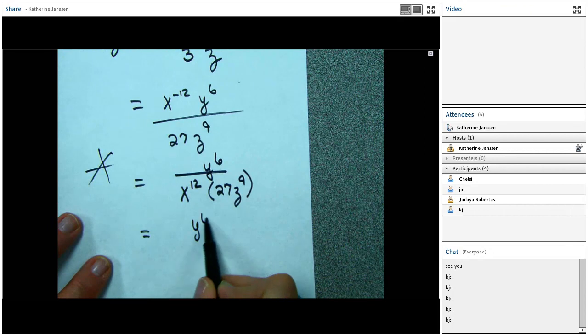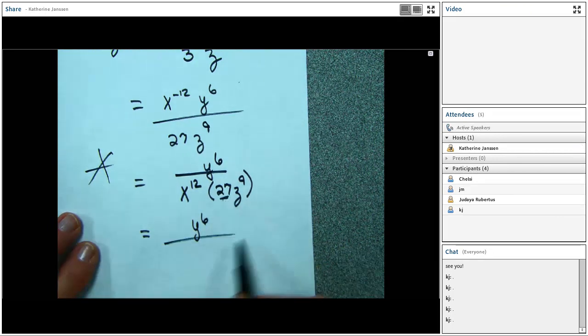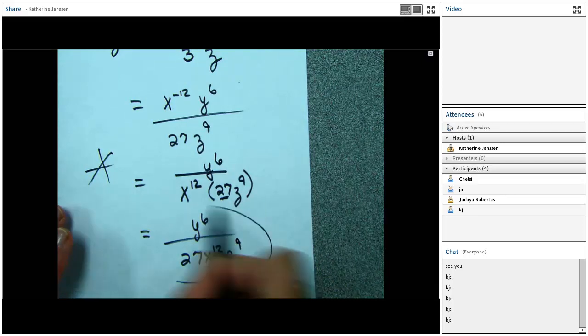So it's y to the 6th. We usually put our constant out in front. 27x to the 12th, z to the 9th.